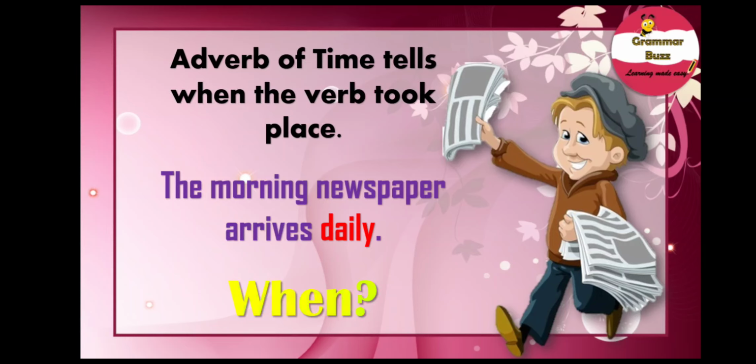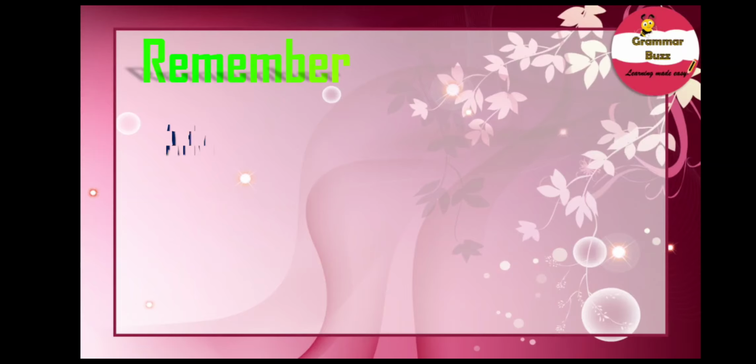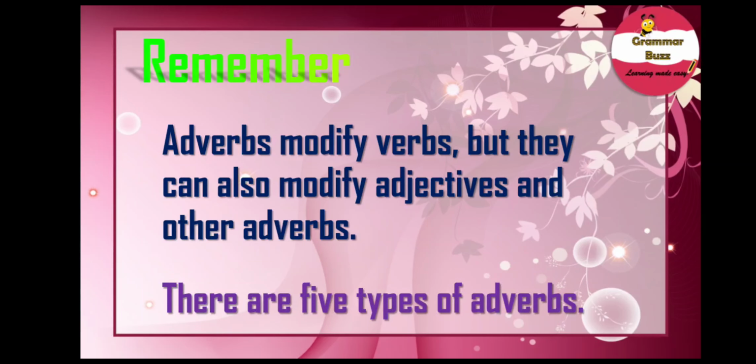Okay, so those were the 5 different kinds of adverbs that we have just discussed, and I hope you have quite well understood all of them. Now it is time for our remember. So, what do we need to remember? Well, all we need to remember is adverbs modify verbs, but they can also modify adjectives and other adverbs. And there are 5 types of adverbs. And I know that you already know what they are, because you know what? You are a smart one.